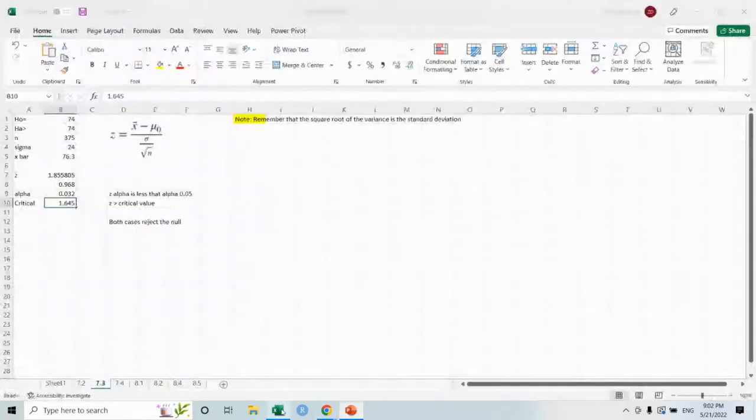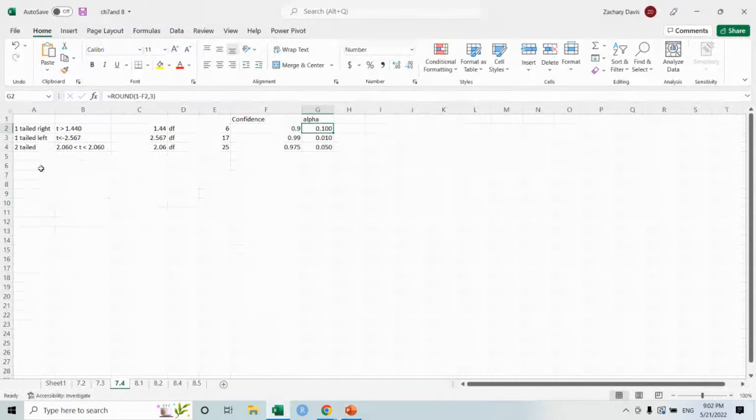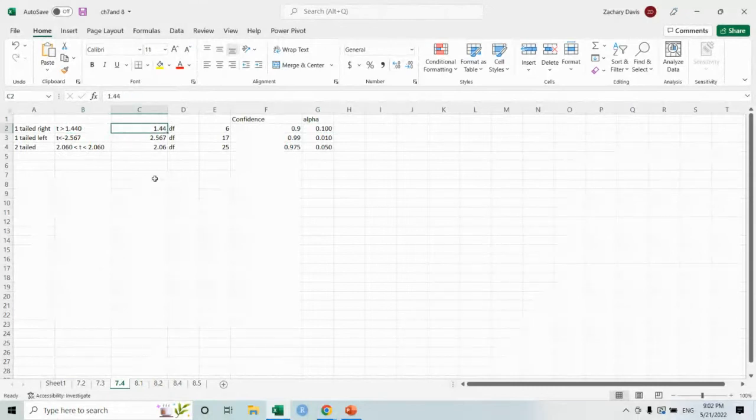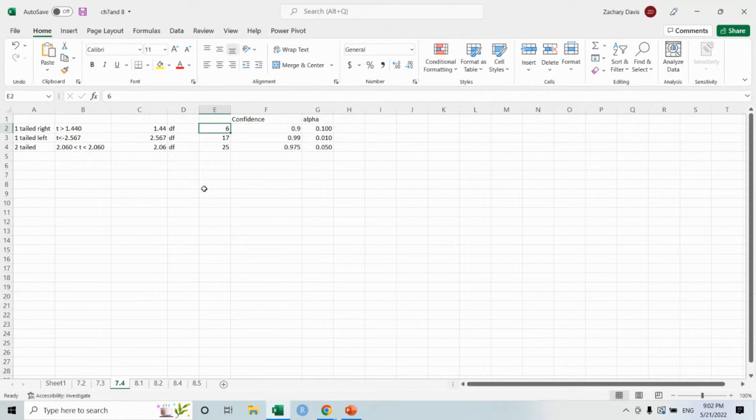So pull this up. For a one-tailed test to the right, t greater than 1.440, we have 1.44. We have 6 degrees of freedom. So remember, to get degrees of freedom, it's sample size minus 1. So if n was 7, it would be 7 minus 1 equals 6. We're interested in 90% confidence, and we get an alpha of 0.1.